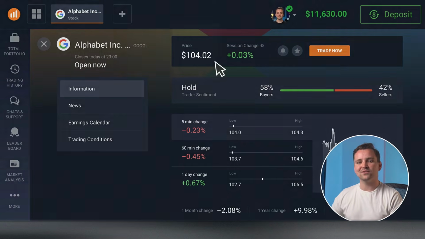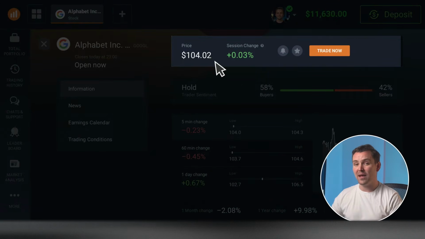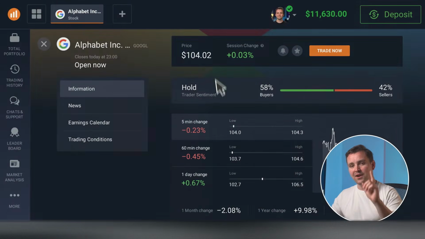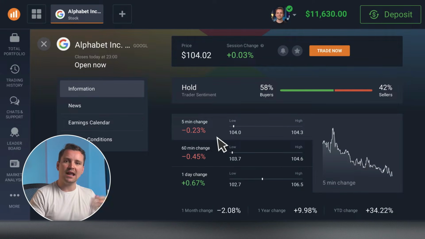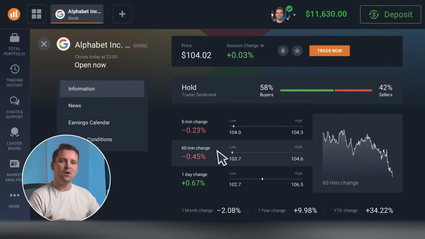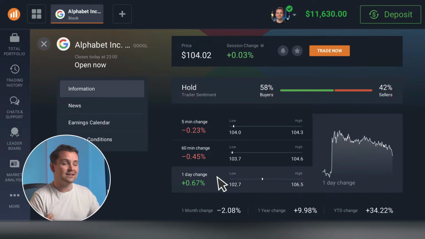Here I can find the current price of the asset. In our example, Alphabet is a bit more than $104. Another important characteristic that may be very useful to consider is session change. The session change shows the percentage by which the selected asset has appreciated or depreciated since the market opened. Below, we can also check how the asset's price has changed over the last 5 minutes, 60 minutes, and over 1 day. These changes are indicated in a percentage and are accompanied by graphs. So let me show you how it works. Just click on the time interval that interests you, and you will get a very clear visualization of the price movement within the selected time frame.